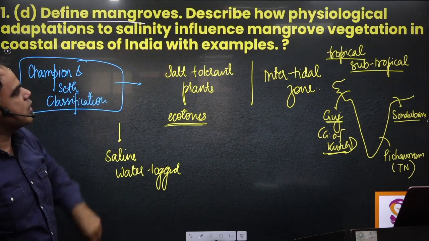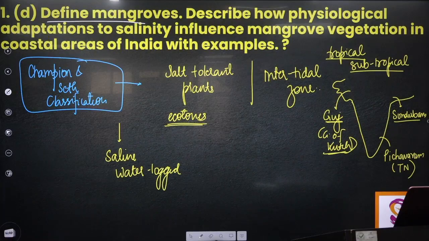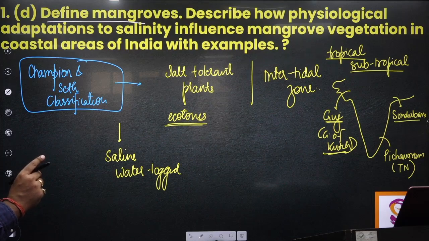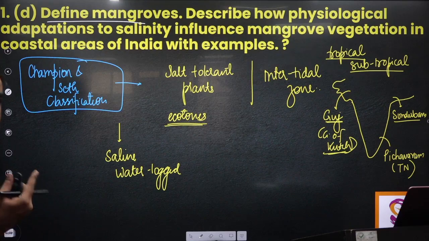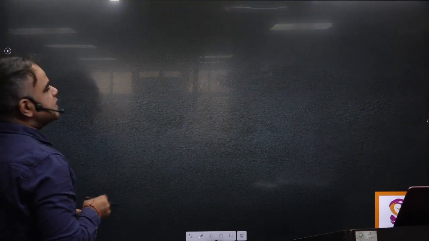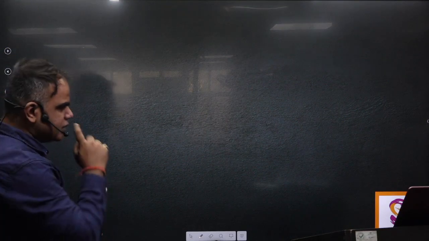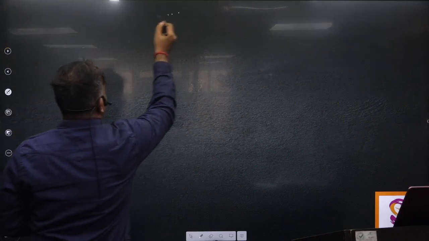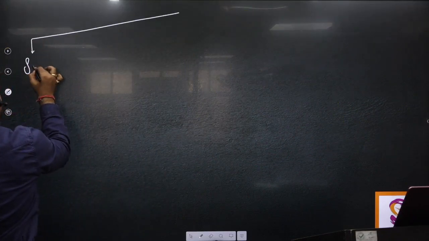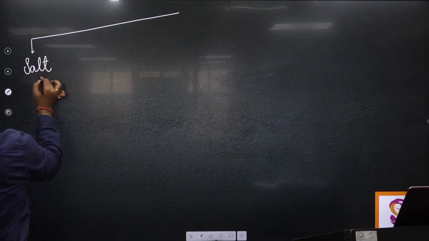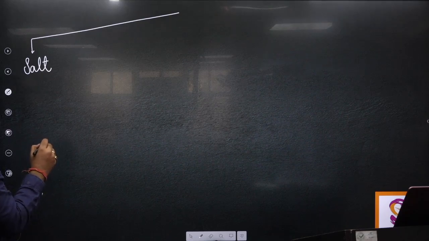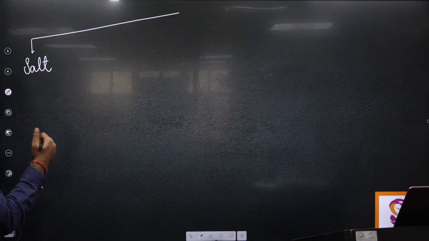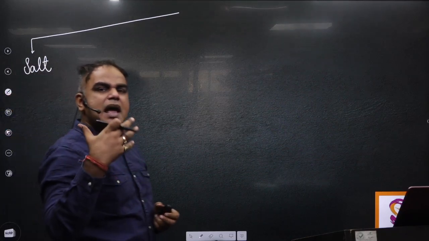We will now talk about what are the physiological adaptations to salinity. Describe how physiological adaptations to salinity influence mangrove vegetation in the coastal areas of India with examples. Some of the things you already know. With respect to salt, they can either go for filtration, absorption, or removing the excess part of the salt.